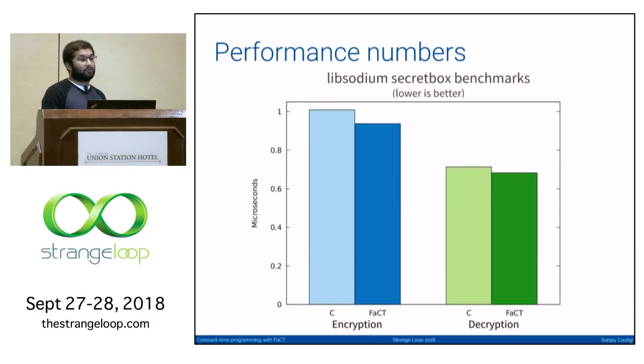We also have the performance numbers for libsodium secret box, and we actually do better than the C implementation in both encryption and decryption in this case. And the reason for that is the C implementation in secret box uses hand-coded assembly for implementing one of the underlying routines, the Salsa20, for accessing vector operations.